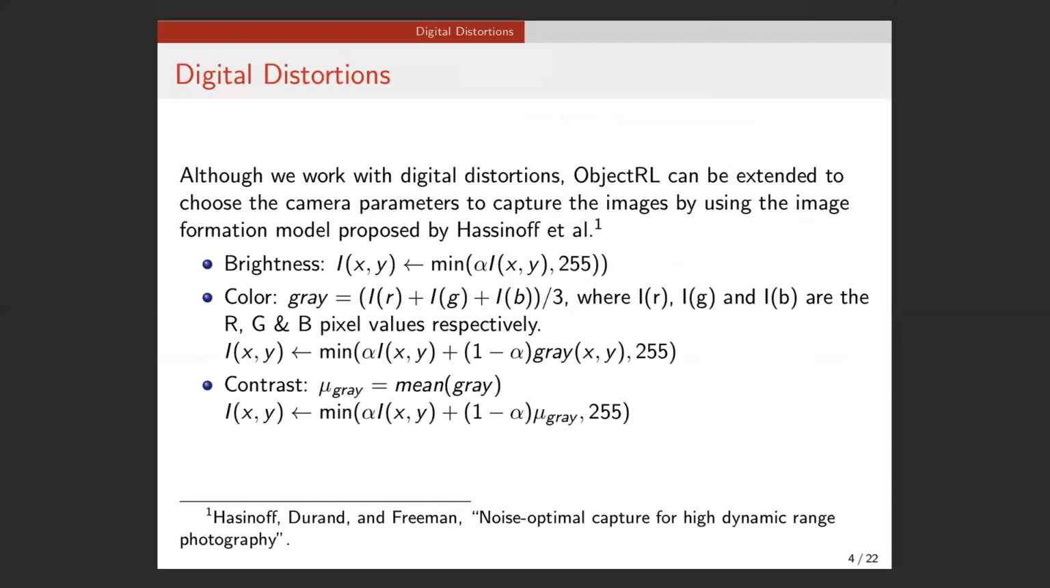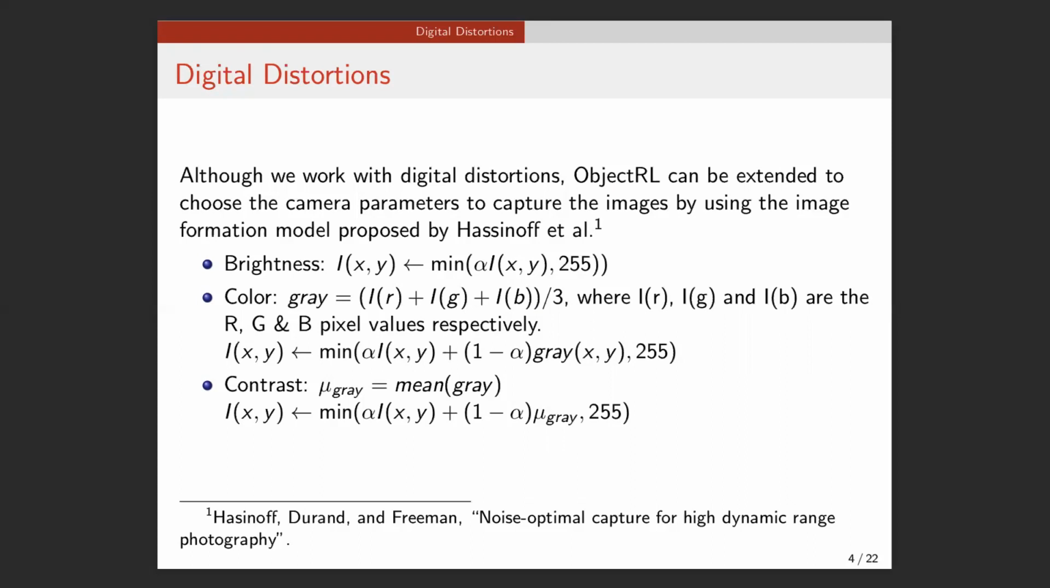One of the key motivations of ObjectRL is to be able to use it to capture images in real time by changing camera parameters like shutter speed, voltage gains, etc. to improve object detection. Although we work with digital transformation, ObjectRL can be extended to choose camera parameters to capture the images by using the image formation model proposed by Hasinoff et al. We use these formulae for digital transformation.